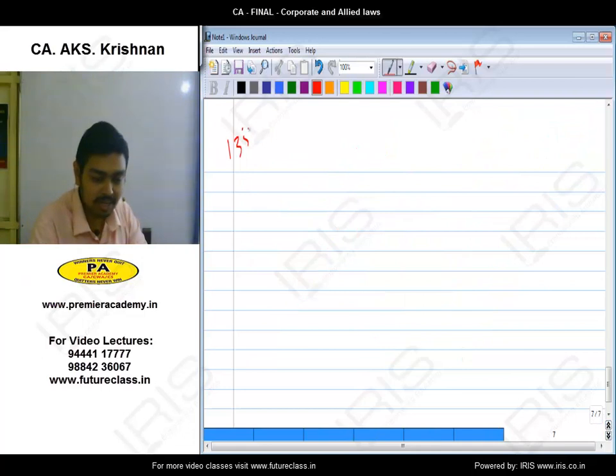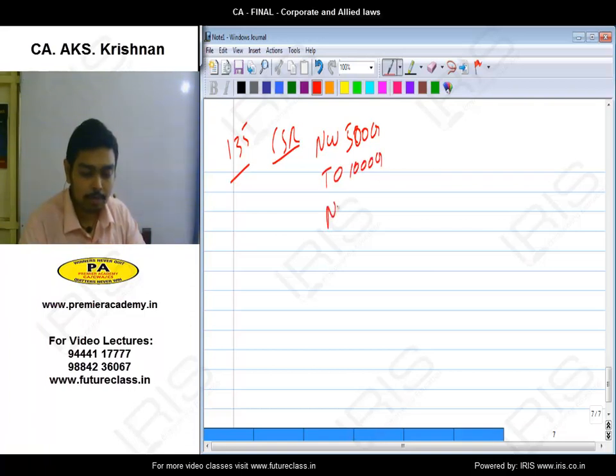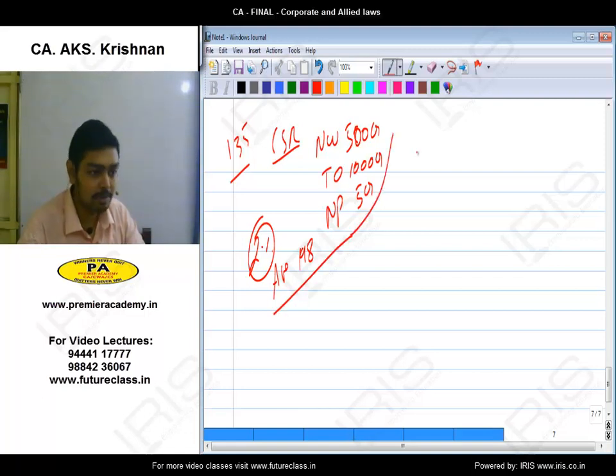Then we have Section 135, CSR applicability. Net worth of 500 crores or more, turnover of 1000 crores or more, net profit of 5 crores or more, then 2% of average net profit. Then the CSR committee will be there. How many members will be there in the CSR committee? Three directors will be there, and the majority shall be independent.